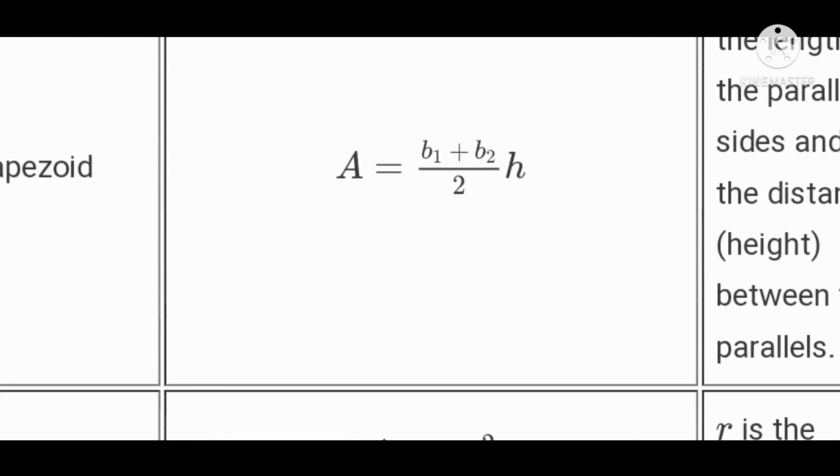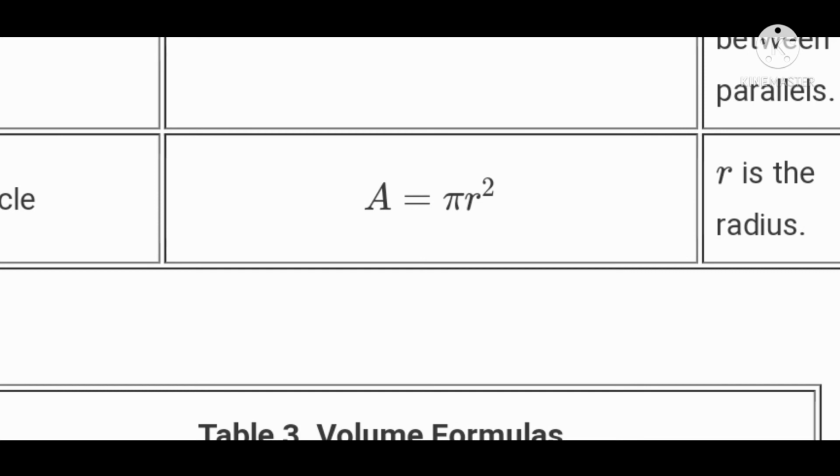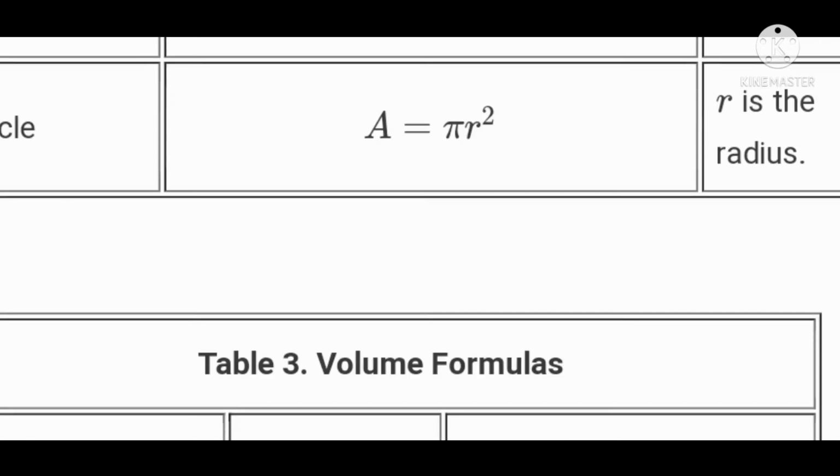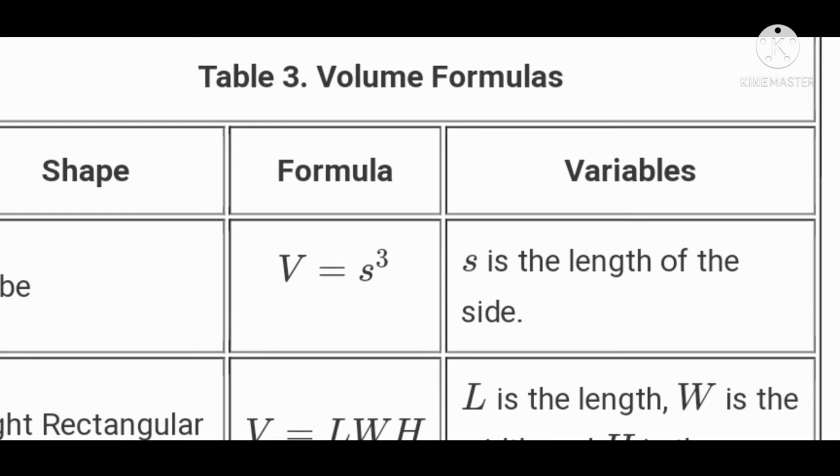When the shape is a trapezoid, the formula is A equals (b1 plus b2) over 2, times h, where b1 and b2 are the lengths of the parallel sides and h is the distance or height between the parallels. When the shape is a circle, the formula is A equals pi r squared, where r is the radius. And table 3 is the volume formulas.